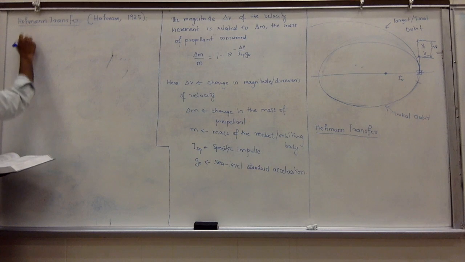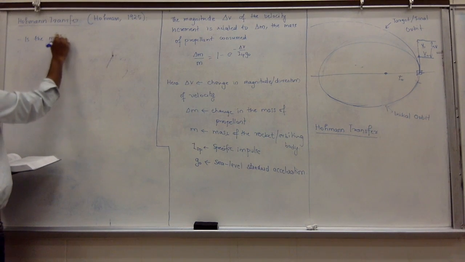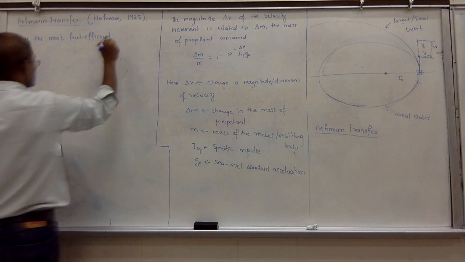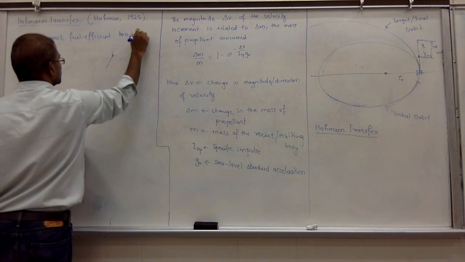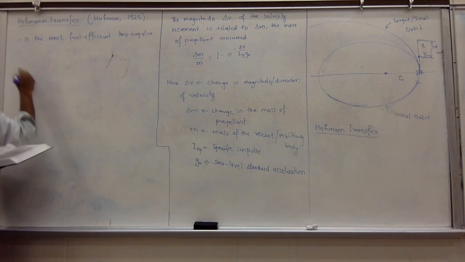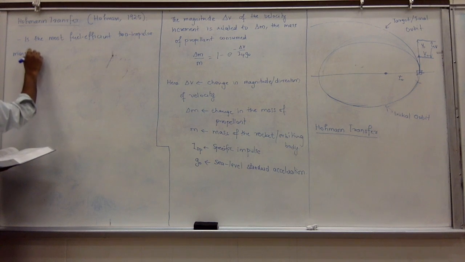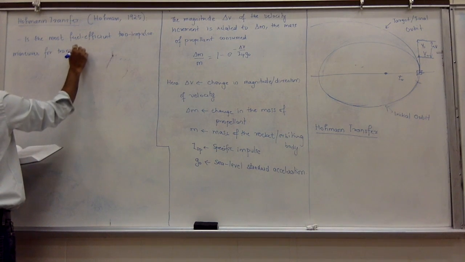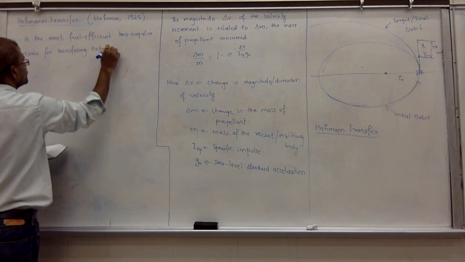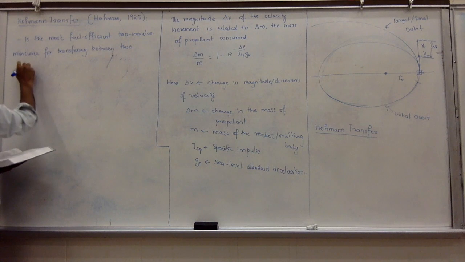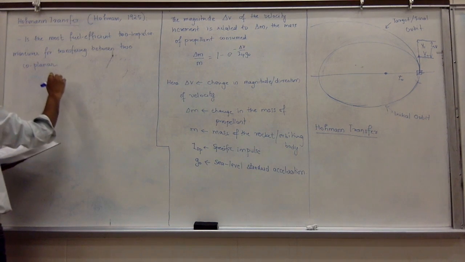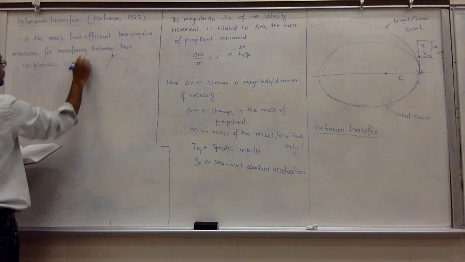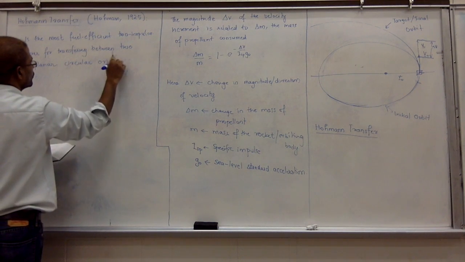So Hohmann transfer by definition is the most fuel efficient two-impulse maneuver for transferring between two coplanar circular orbits.